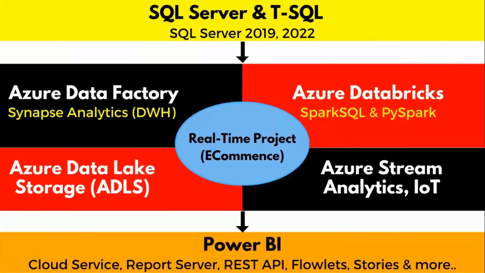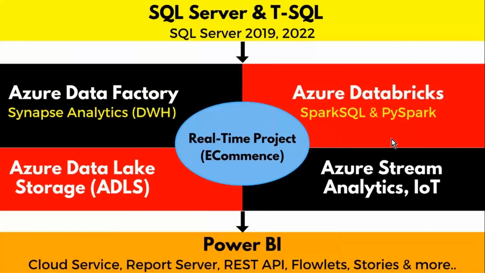The entire data engineering journey is in 4 different parts: Data Factory, Databricks, Data Lake, and Stream Analytics. 4 important items merged together, working together.